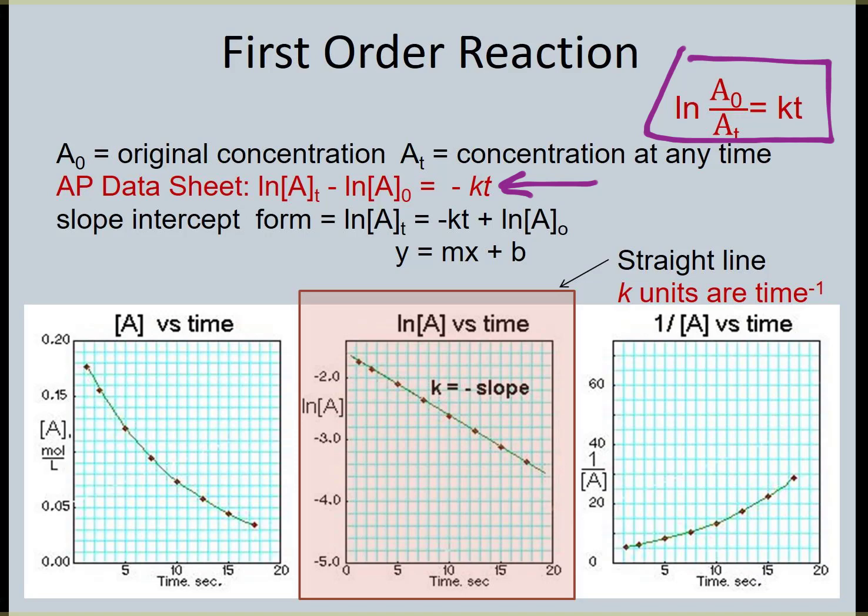When you graph a first order reaction, you get a straight line if you graph the natural log of the concentration versus time. So this is your straight line.